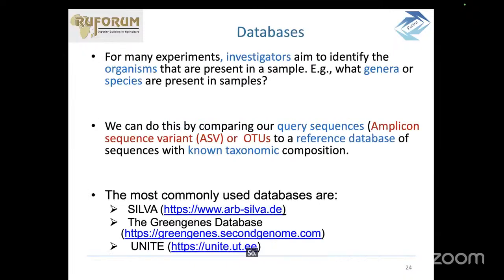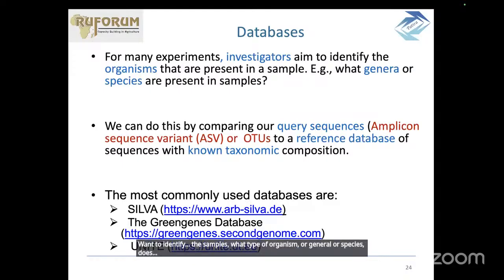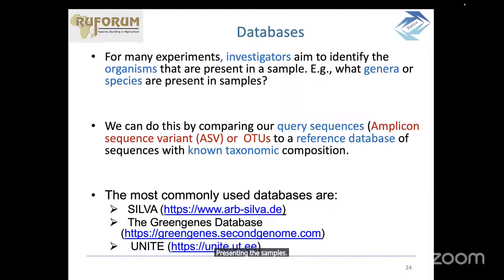In order to analyze this data, we need to have databases. If somebody in the lab wants to identify what type of organism or genera or species is present in the samples, they should have at least a reference to compare with their samples. Because after getting all your sequences, you have to compare them with some databases.